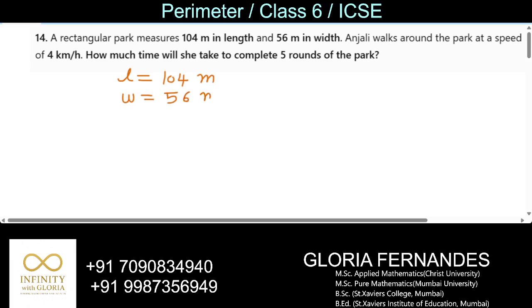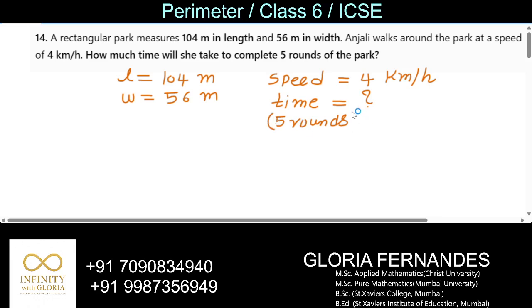So 56 meter is the width, and they are saying Anjali walks around the park at a speed. So they have also given the speed. Okay, what is the speed they have given? 4 kilometer per hour. Okay, and they want to find out how much time. So we want to find out the time she will take to complete the 5 rounds. So you have to keep this in mind.